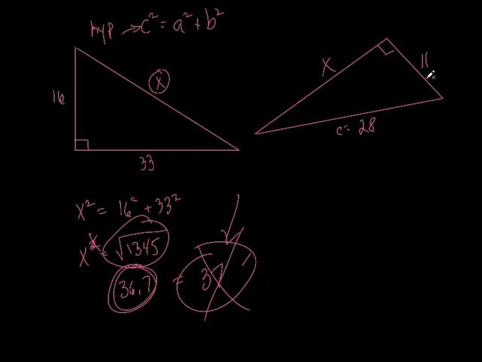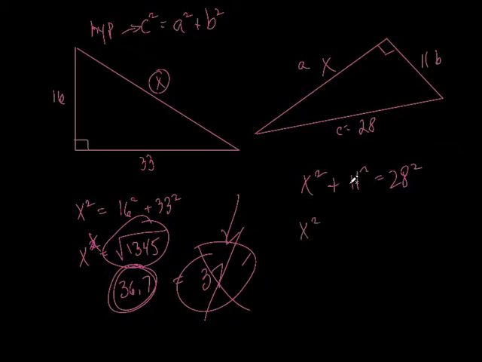All right, look. You don't go 11 squared. Just because they're the two numbers, you don't just put those and set it equal to x squared. This is the A, this is the B, this is the C. So you have to go x squared plus 11 squared equals 28 squared. With me? And now you got to do some math.